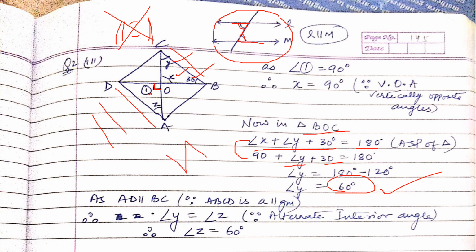You can see. So this angle and this angle are equal. In that case, this is Y, this is Z. So they both are equal. So Y equal to 60, therefore Z equal to 60 degree. The reason is alternate interior angle. Okay.